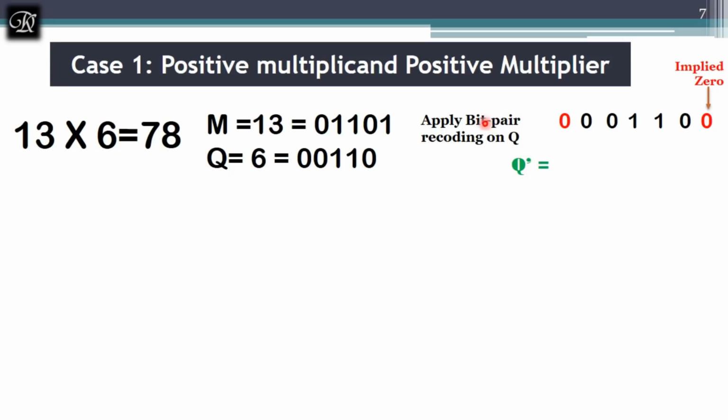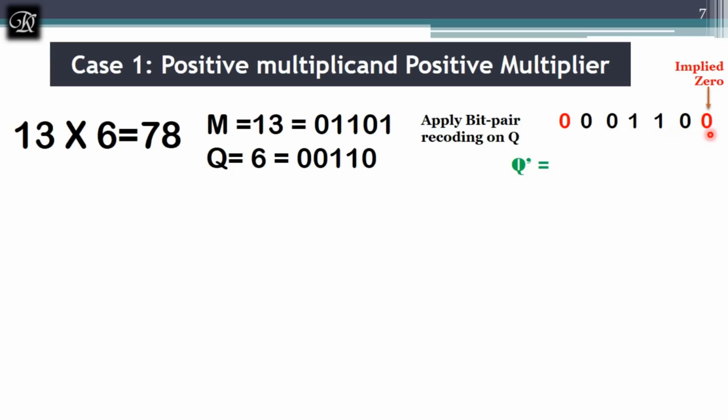Now when you are applying recoding, you have to add 2 bits. One is the implied 0 and one more is the sign bit extension, which is the same as the sign bit before. You should know these are all the 4 bits which make up this 4-bit number, and this is the sign bit. It tells us it's a positive number, so the same sign bit is extended here.